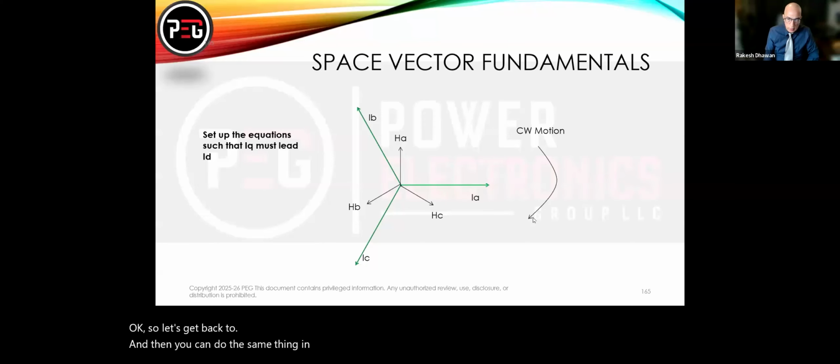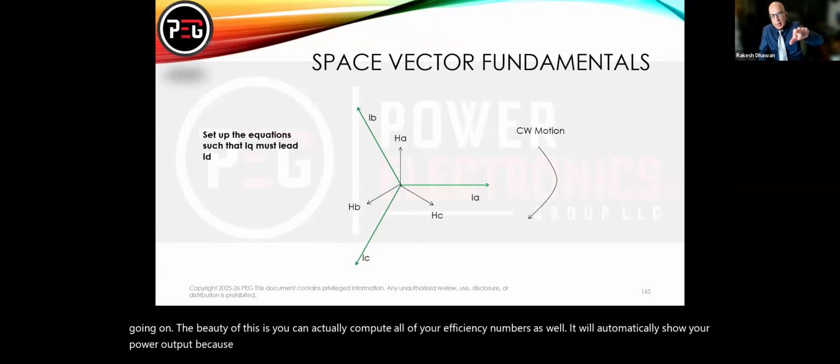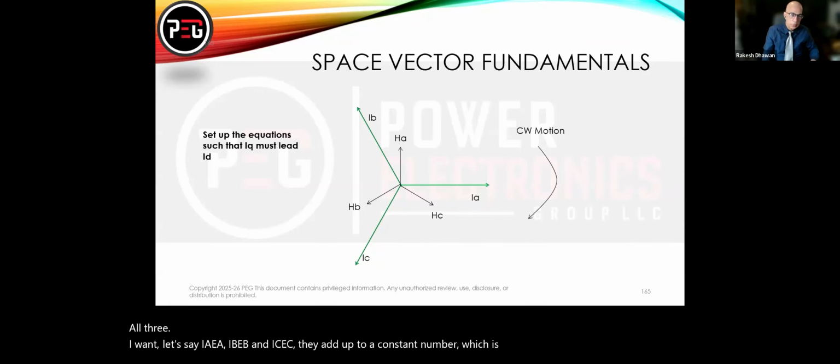Okay, so let's get back to, and then you can do the same thing in the clockwise motion and set up all the equations so you can understand what's going on. The beauty of this is you can actually compute all of your efficiency numbers as well. It will automatically show your power output, because when you multiply the back EMF with the current, IA, EA, IB, EB, and IC, EC, they add up to a constant number, which is your power input to the motor.